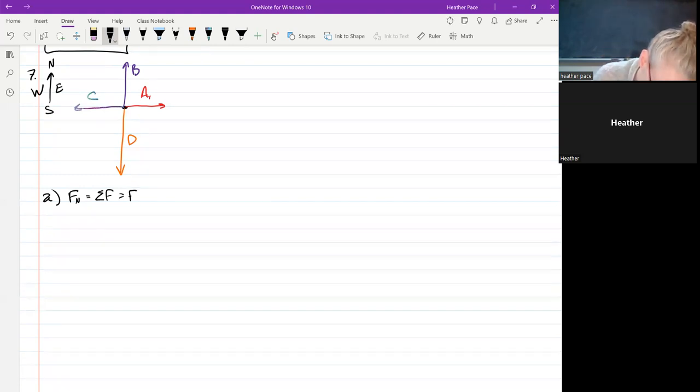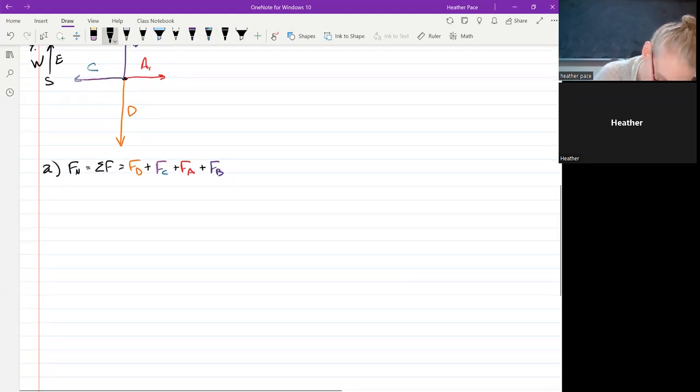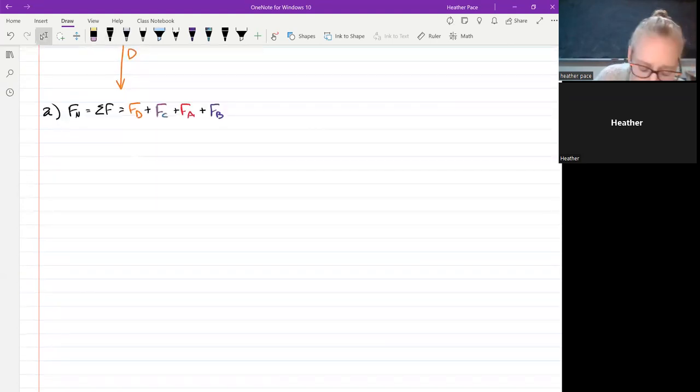And that's FA, FD, FC, FA, and B. So let's come up with an X and Y component and then find the magnitude, which will be the hypotenuse of the triangle that we've made.